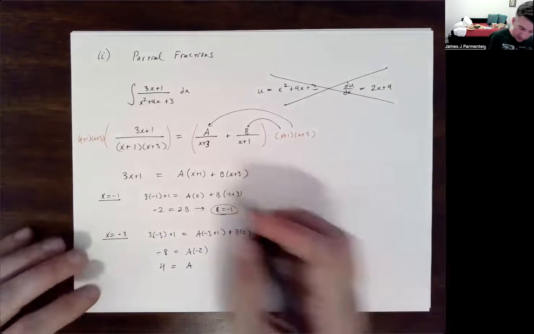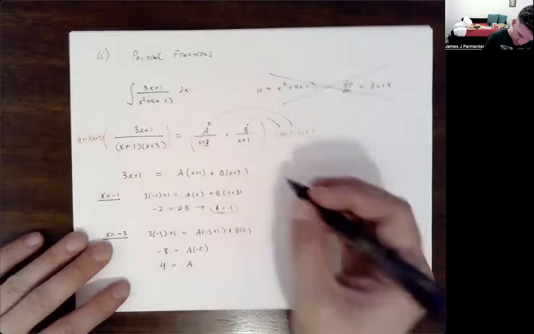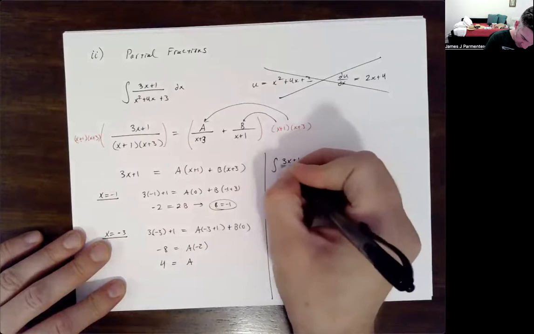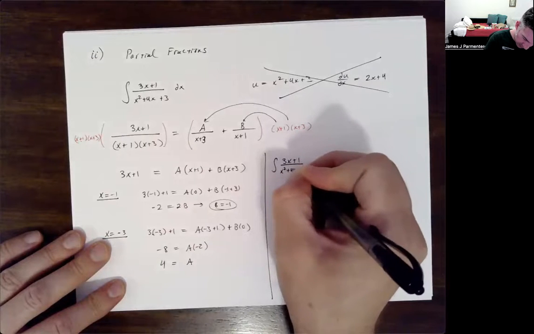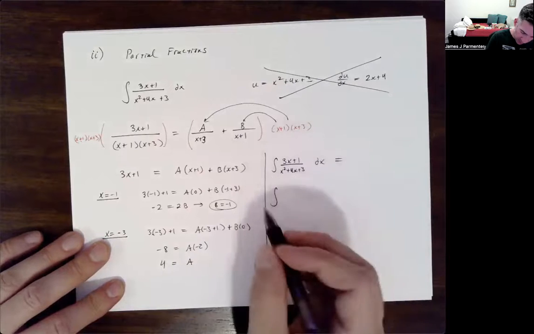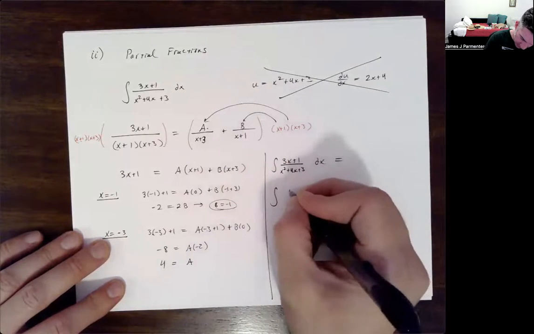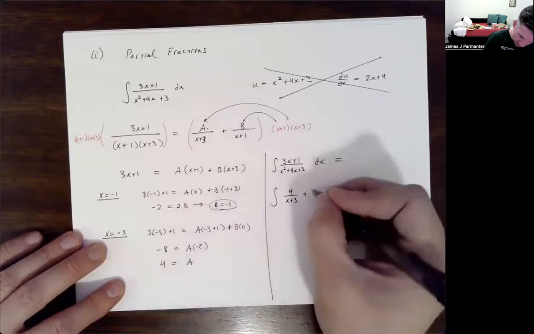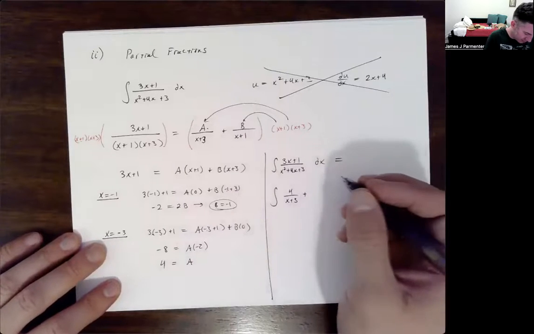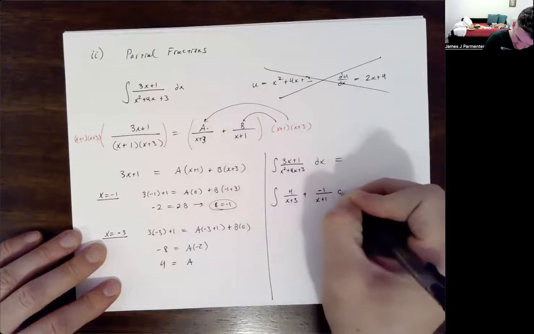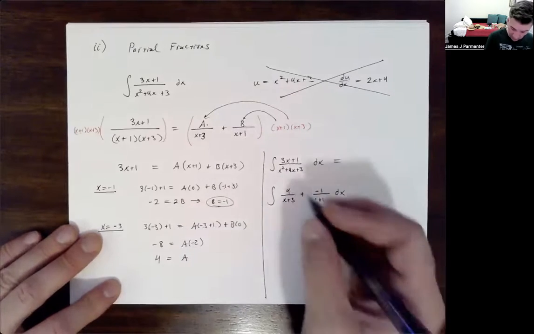So then we can rewrite our integral, the integral of 3x plus 1 over x squared plus 4x plus 3 is equal to the integral of a over x plus 3 plus b, which was -1. You might write minus, but I already wrote a plus sign, so I'm just going to write plus -1 over x plus 1. The integral of 4 over x plus 3.